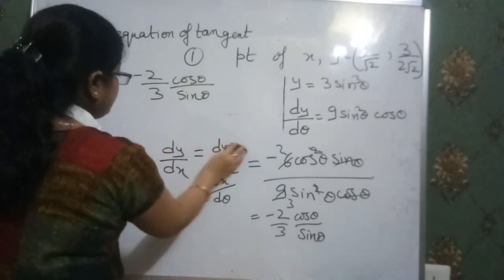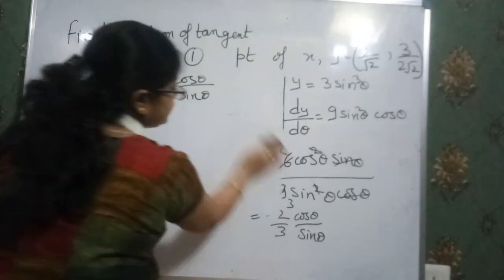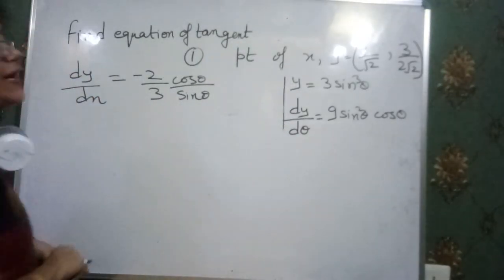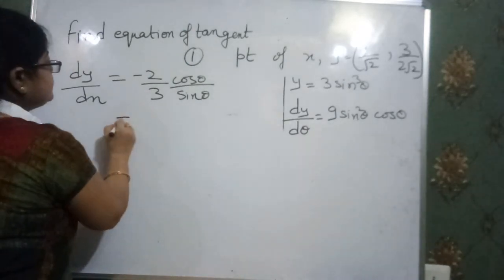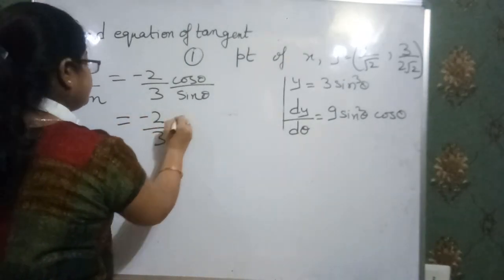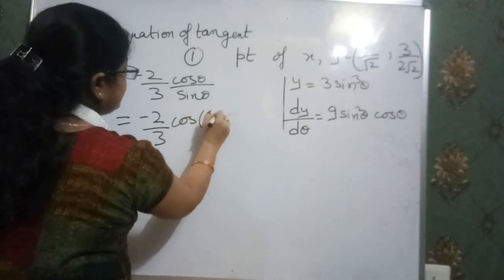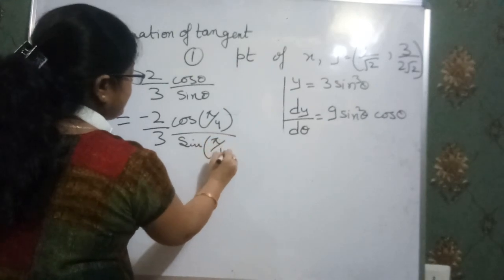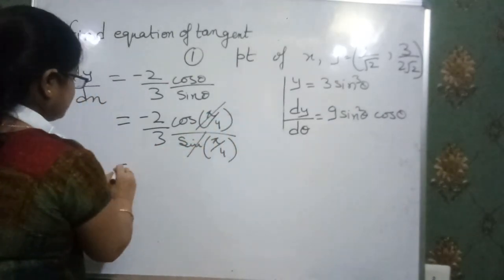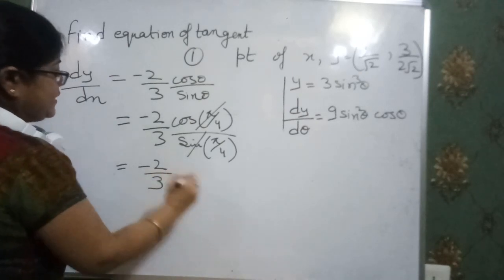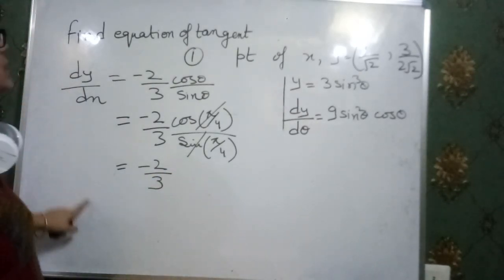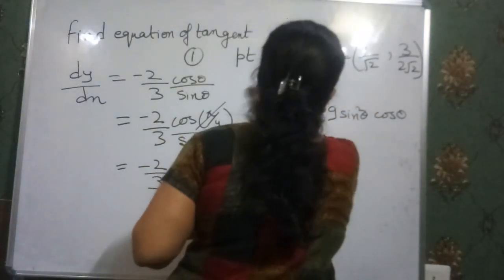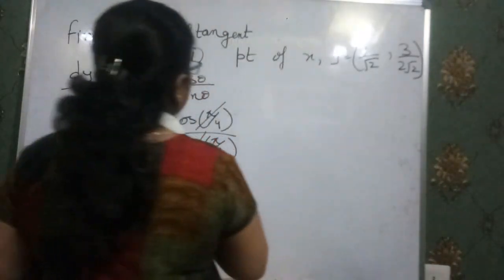Now in the next step, we put the value of theta over here, and we know the value of theta is pi by 4. So minus 2 over 3 cos pi by 4 over sin pi by 4. As we know, the values of cos pi by 4 and sin pi by 4 are the same, so I just cut them. We are left with minus 2 by 3. So this is the slope. Now we have to find the equation of tangent. Again we use the same formula.